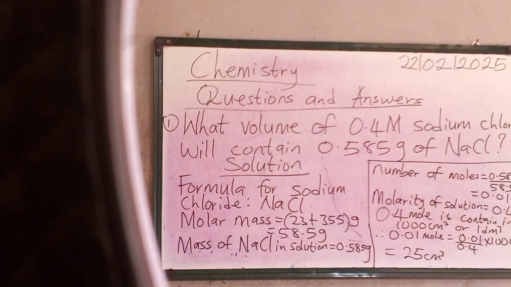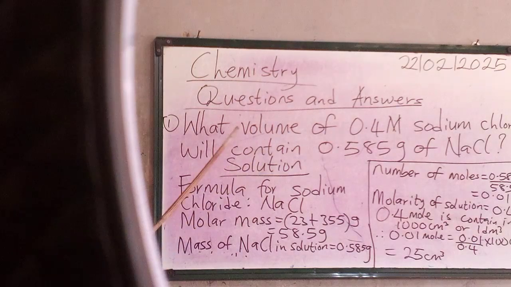The molarity of this solution was given as 0.4 mole from the question. Then from there again, we are going to have 0.4 mole is contained in 1000 cm cube or 1 dm cube. You know that 1 dm cube is the same thing as 1000 cm cube, and here we are asked to look for volume. So whatever we are looking for, the unit has to be either in dm cube or centimeter cube.